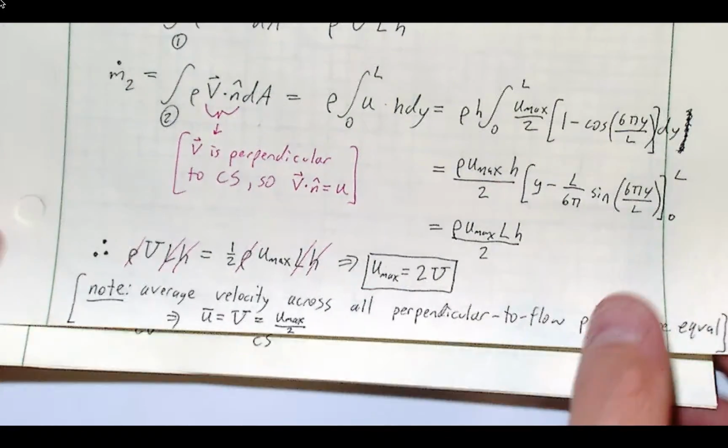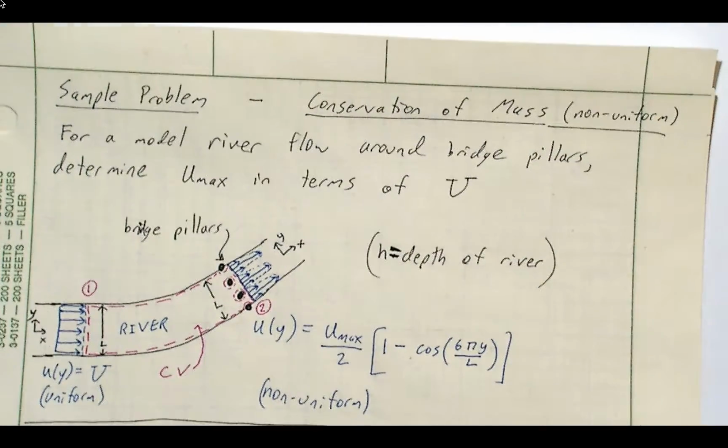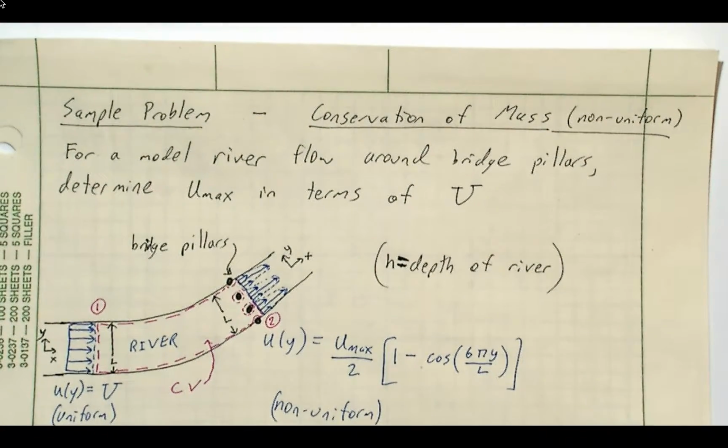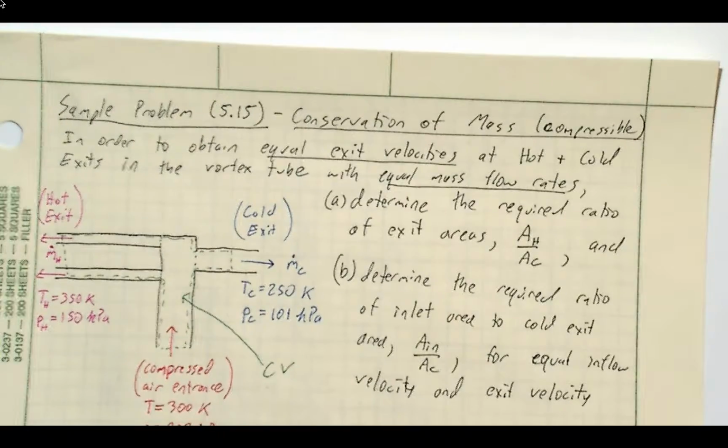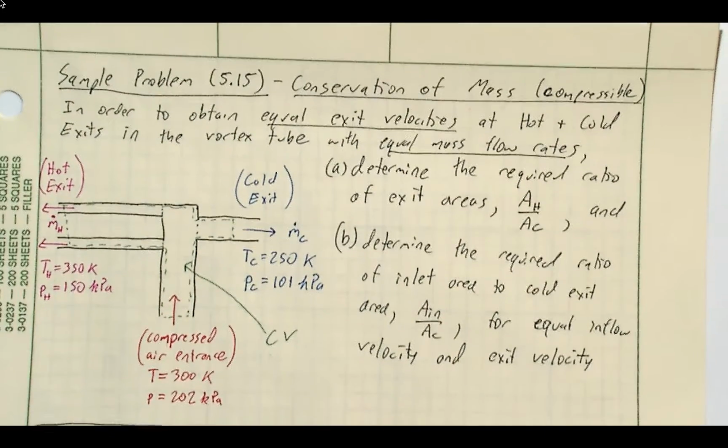Okay, so that was the conservation of mass with a non-uniform flow profile, but it was an incompressible flow, right, because it was water. So let's do one that has compressible flow where density can change.